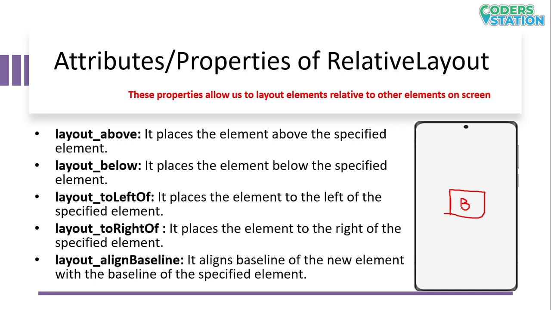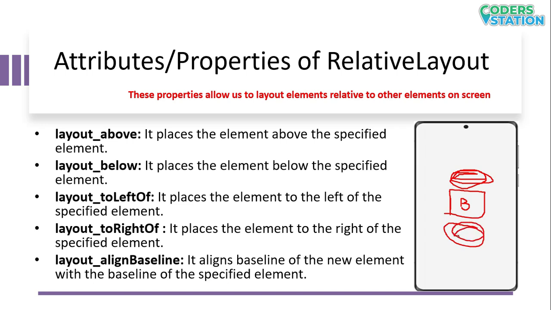So when I want to place a button above B, I will use this property, layout above. The second button that I place, B1, when I use this property, will be placed exactly above B, so it will be placed over here. When I say layout below, the button that I want to place will be placed exactly below this button B.